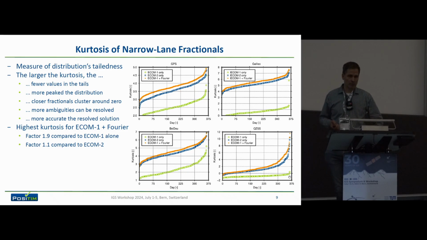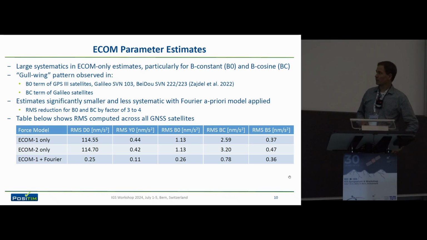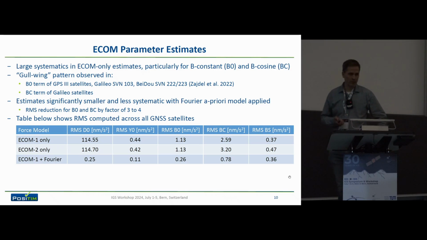The ECOM parameters we solve for, without any a priori model, typically have a large signature in the estimates, particularly the cosine term. There is a kind of gull-wing pattern in the B0 and the BC term for certain satellites. With the model applied, obviously these estimates are getting much smaller, much less systematic. There is an RMS reduction by a factor of 3 to 4 even. This is shown here in the table below, particularly for B0 and BC. We have really a large improvement with the model applied. I also have another dedicated slide to that.